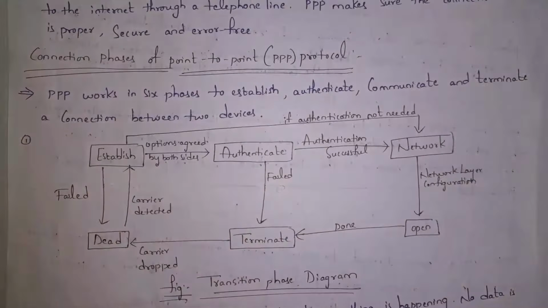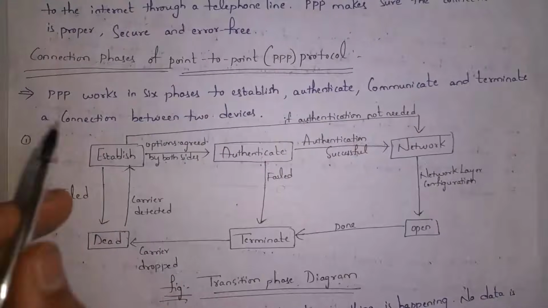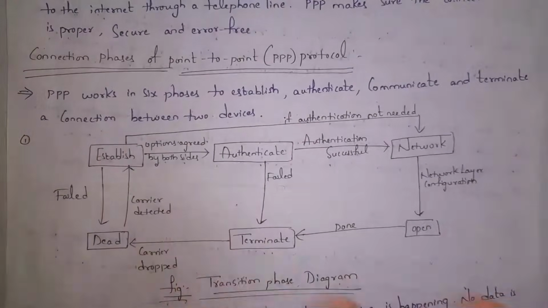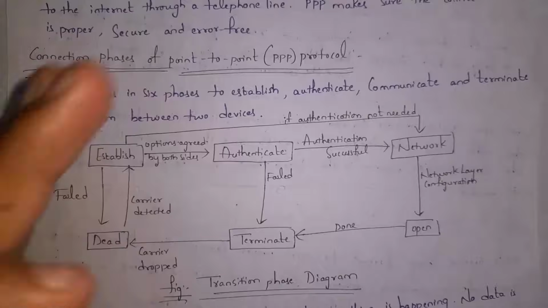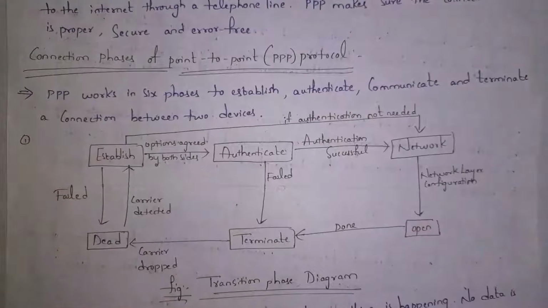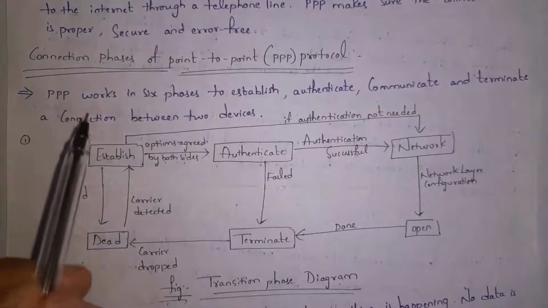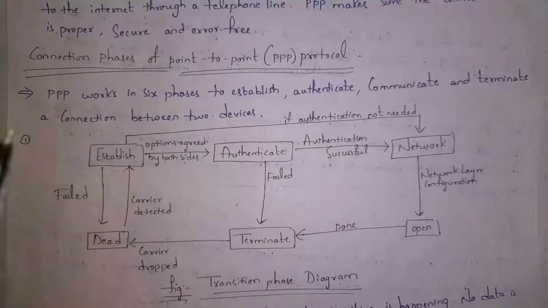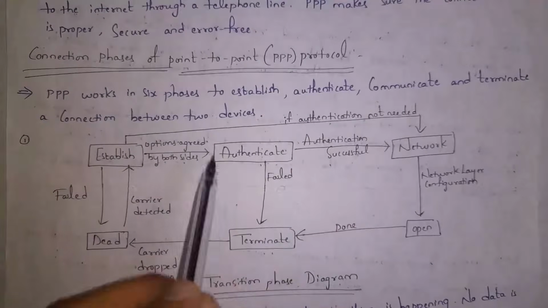Guys, these are connection phases. We also call them transaction phases. So dead phase, no connection is established, and in establishment phase, connection will be established between two computers. Guys, authentication phase is not a mandatory phase. If devices want to verify each other, they will send passwords, and some other devices will communicate with each other directly without any passwords. If devices don't want to verify each other, directly they will go to network phase, and if devices want to verify each other, they will go to authentication phase.